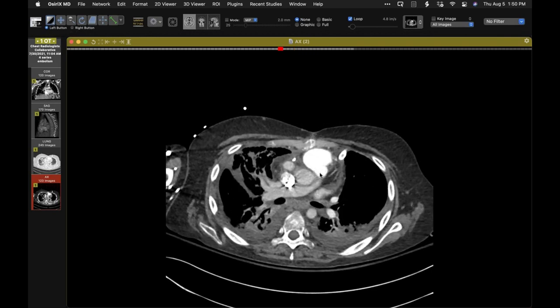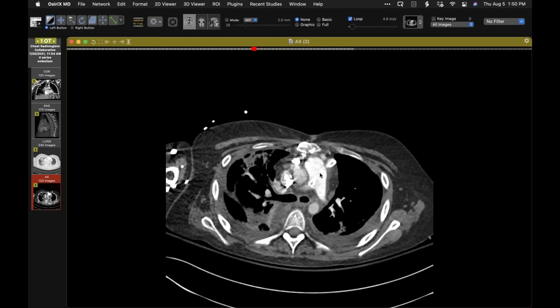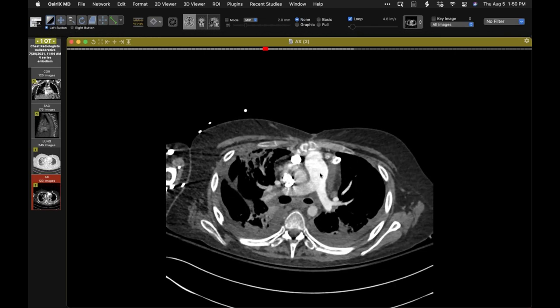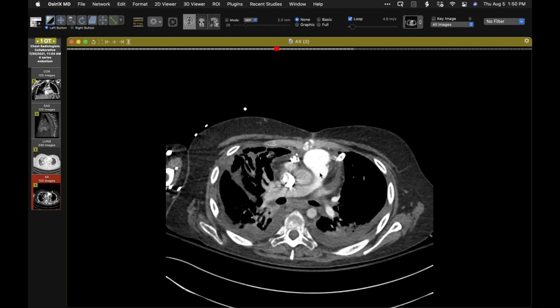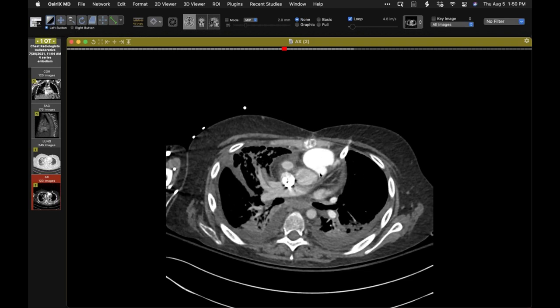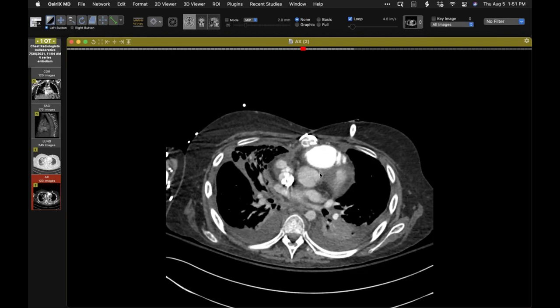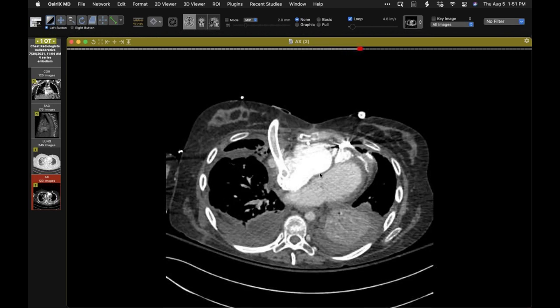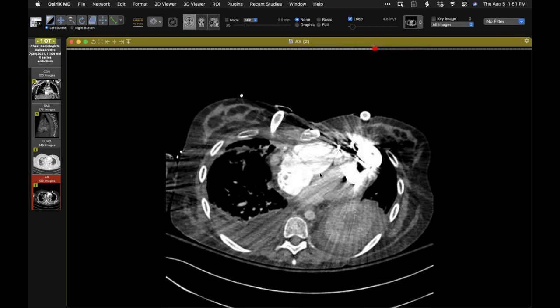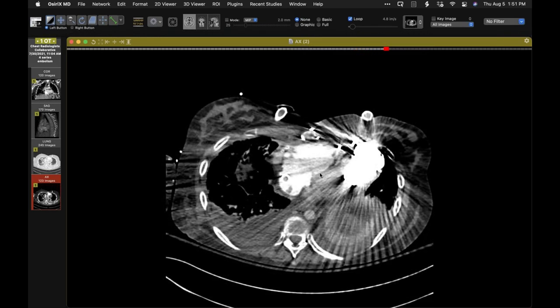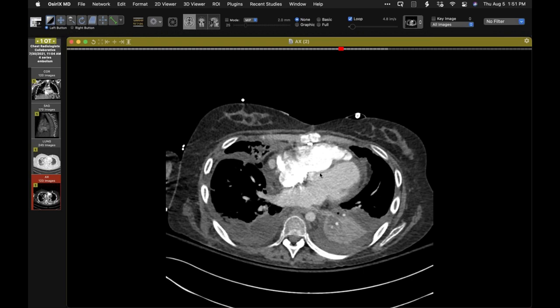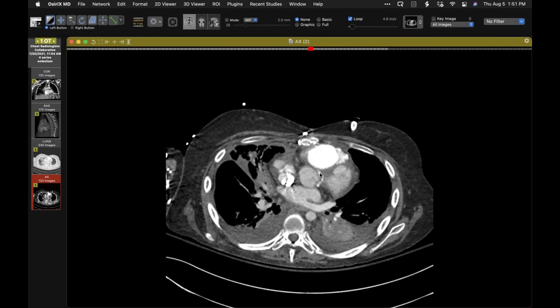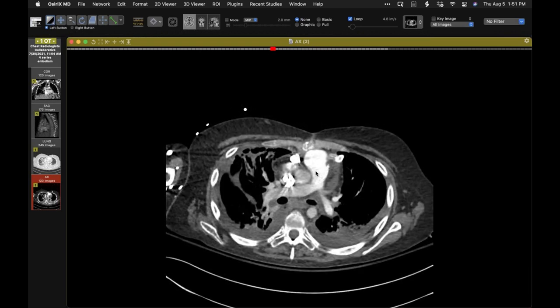I just thought that the physiology was interesting and could explain why we have asymmetric opacification. Yeah, I think the study was done because of a concern about bleeding and wasn't done for PE. Oh, there's your LVAD. So you've got the LVAD and you've got your extracorporeal RVAD set up. All right.